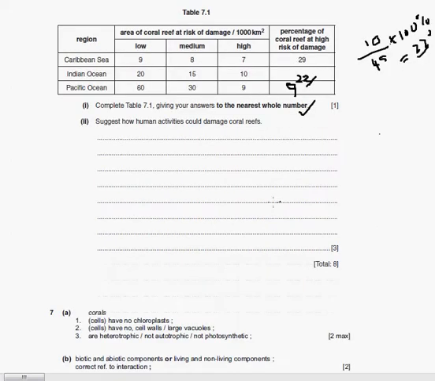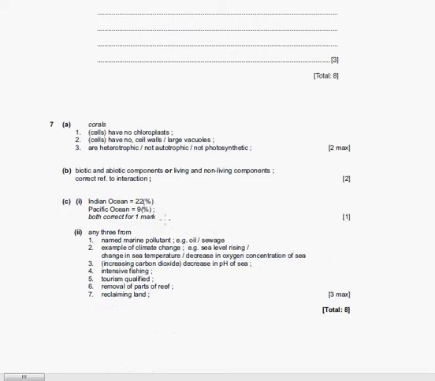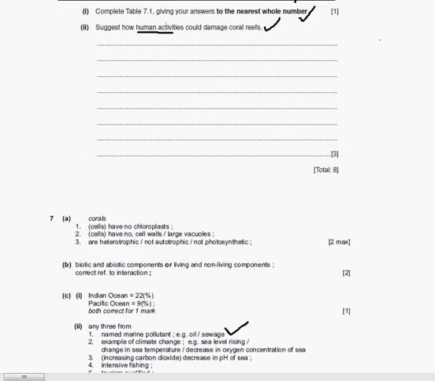Then we continue to suggest how human activities could damage coral reefs. We can go into details by using the marking scheme. So first we have pollution. We know that those are animals, so they need food, and if we pollute with oil and sewage, we are killing the corals. So the first human activity which could damage coral reefs is pollution.